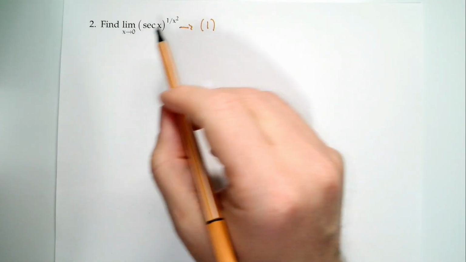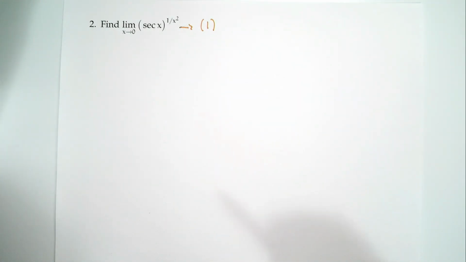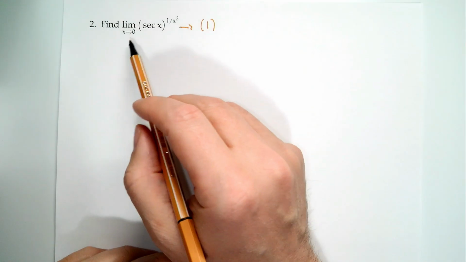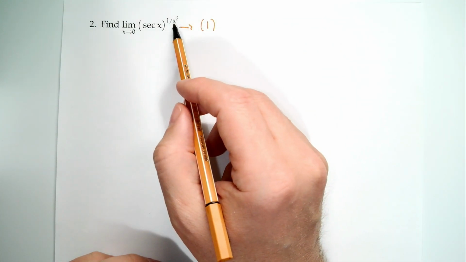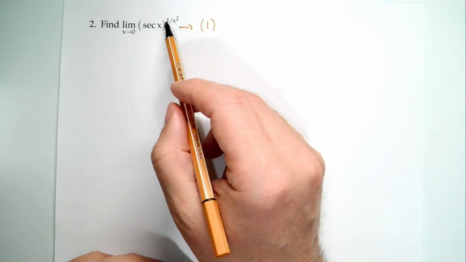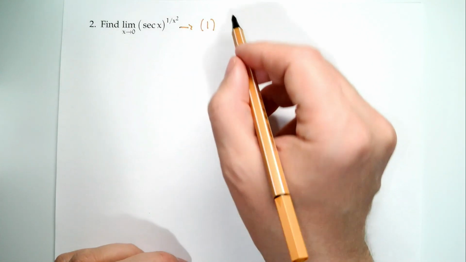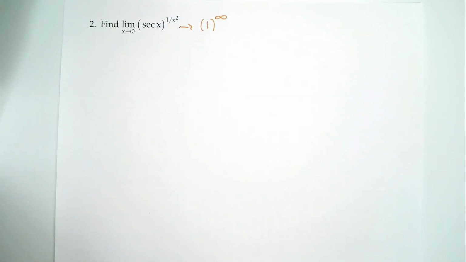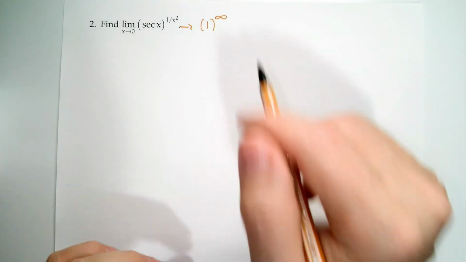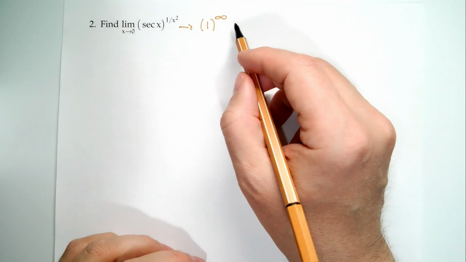Now, 1 over x squared. If x is going to 0, x squared is going to 0 as well, so it's a very small, tiny number. 1 over a very tiny number is a huge number. So this is getting arbitrarily big, meaning infinity. Now, what is 1 to the infinity? Well, you might think it's 1, but no, it's not.